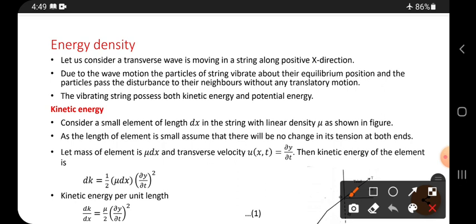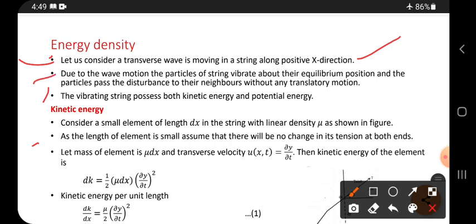Okay friends, energy density means energy per unit length here. Why are we not taking per unit area or per unit volume? Because it is a string, there is no need to take area and volume, we only have to take length. Okay, let us consider a transverse wave moving in a string along the positive x direction.